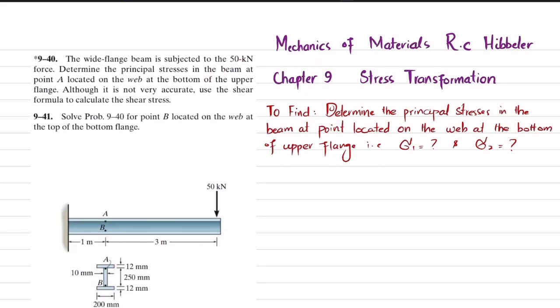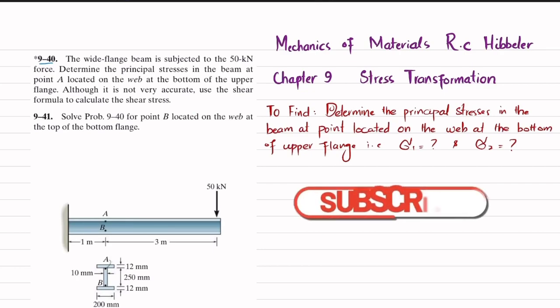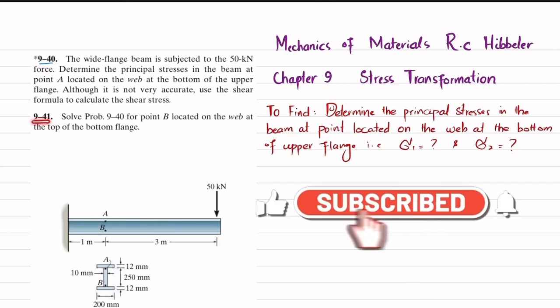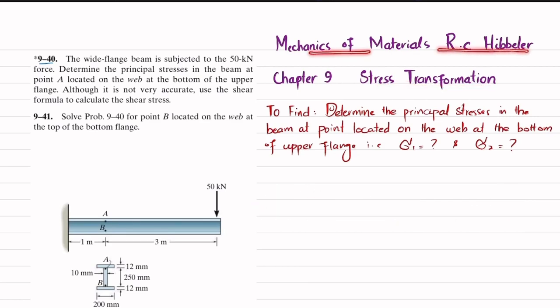Welcome back. In our previous video, we solved problem 9-40, and in this video, we are going to solve problem 9-41, that is taken from chapter number 9, Stress Transformation, and the book name is Mechanics of Materials by R.C. Hibbeler. So the statement is: the wide flange beam is subjected to 50 kilonewton load. Determine the principal stresses in the beam at point B, located on the web at the top of the bottom flange.